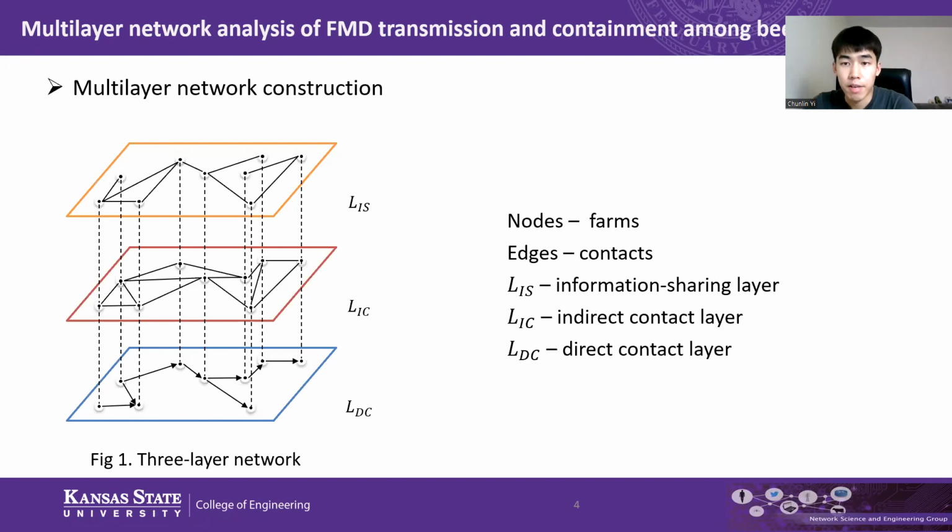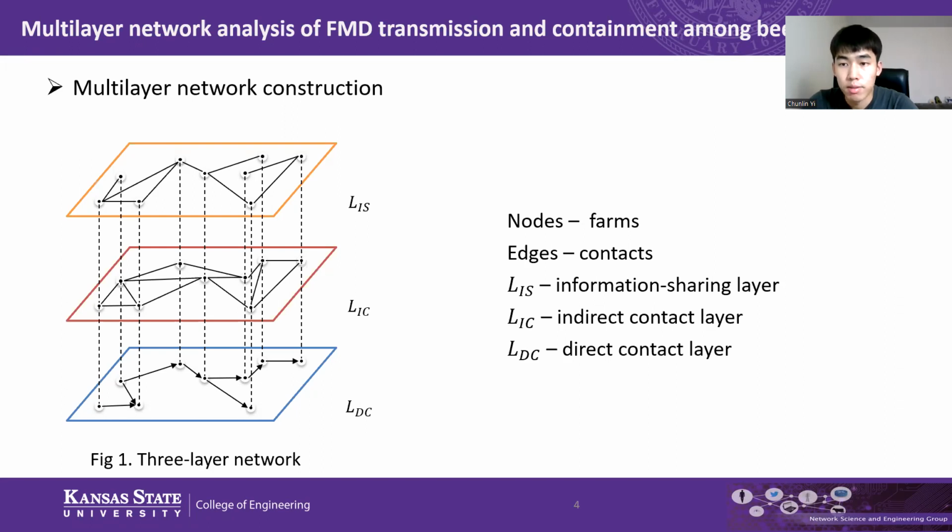To describe the FMD transmission routes by cattle movement and truck visit, we constructed a two-layer contact network based on the movement data. On top of the contact network, we added an information sharing layer to simulate the influence of different information sharing networks and the participation rate in suppressing the epidemic.